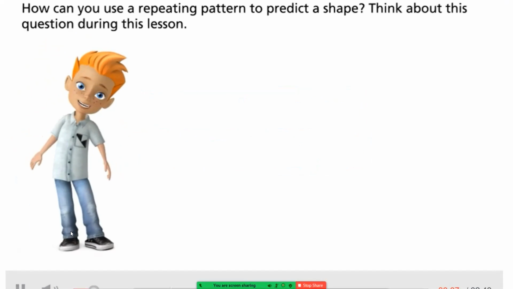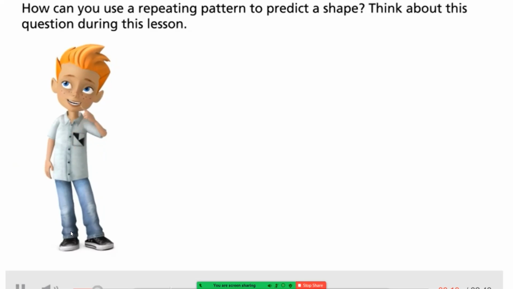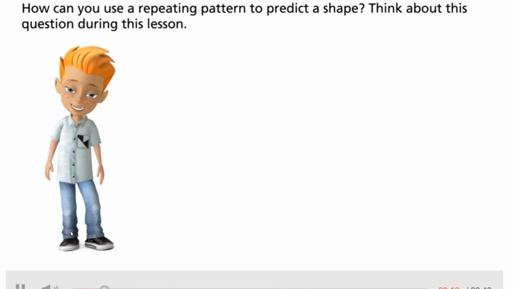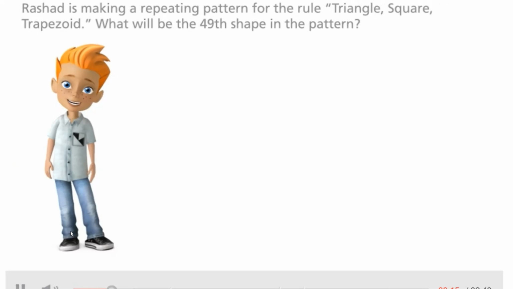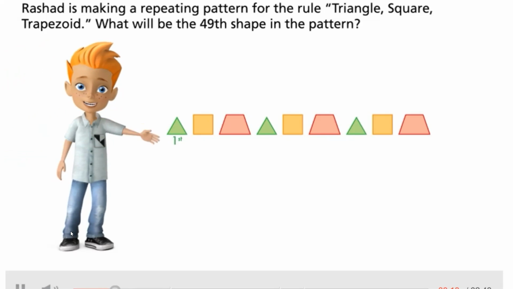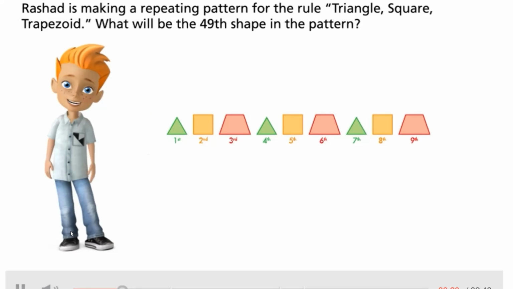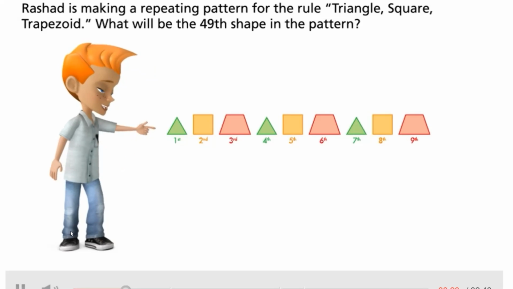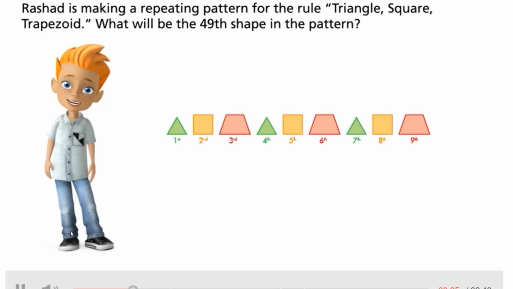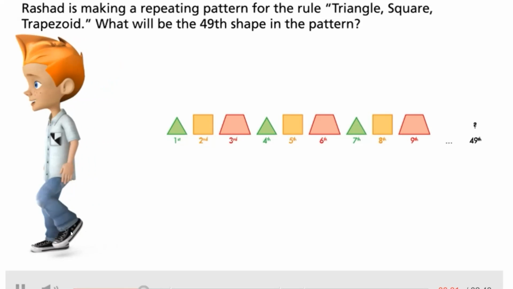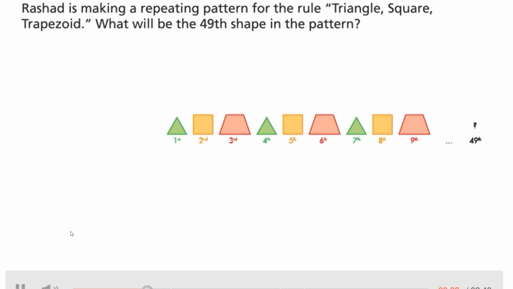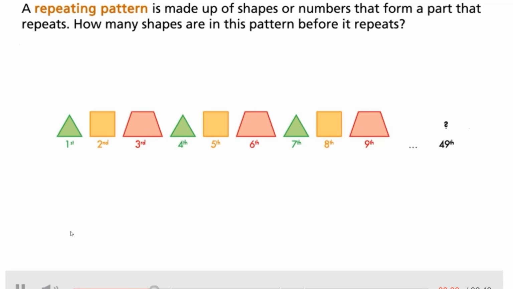How can you use a repeating pattern to predict a shape? Think about this question during the lesson. Rashad is making a repeating pattern for the rule triangle, square, trapezoid. What will be the 49th shape in the pattern? A repeating pattern is made up of shapes or numbers that form a part that repeats. How many shapes are in this pattern before it repeats?